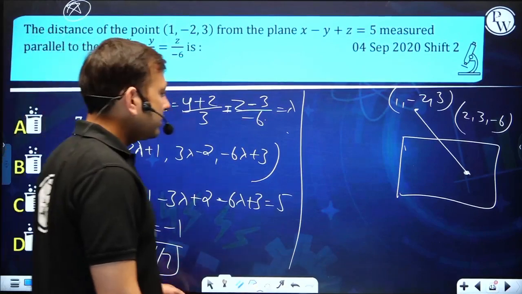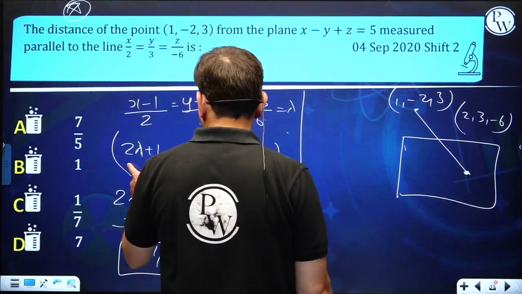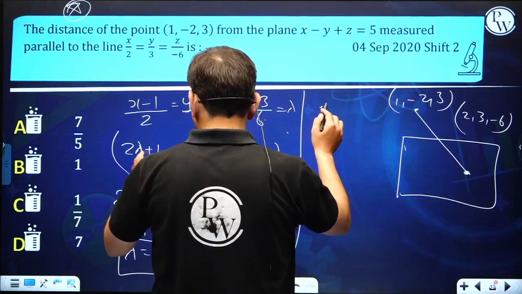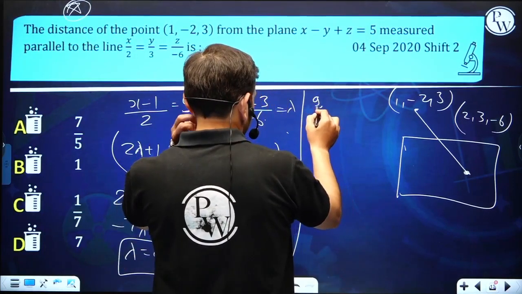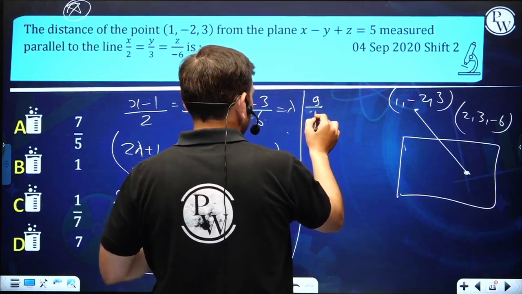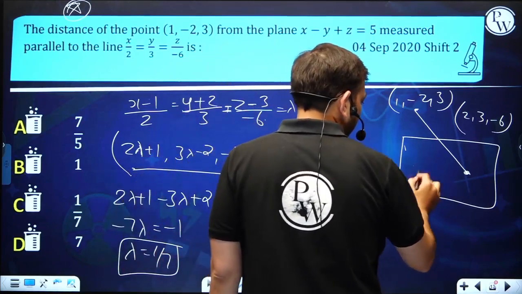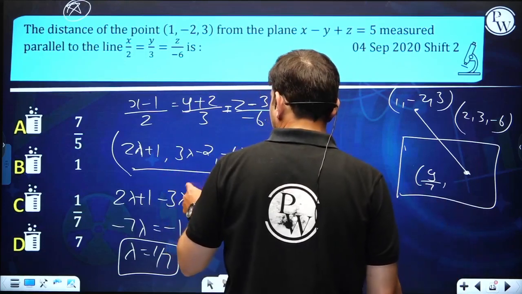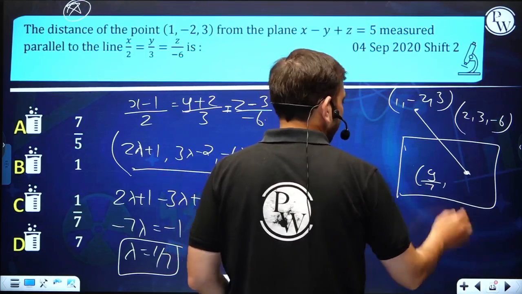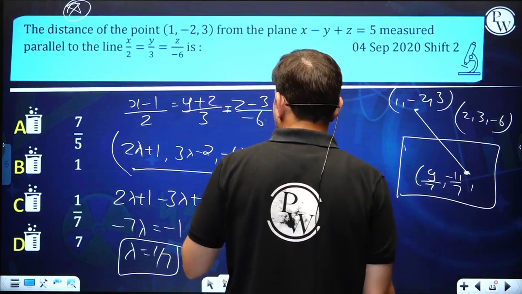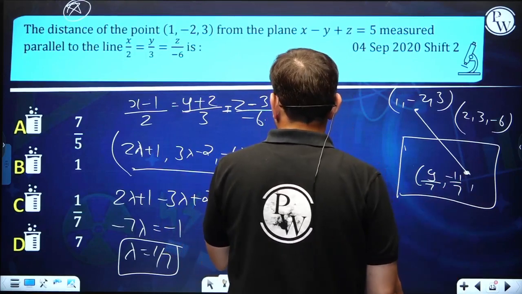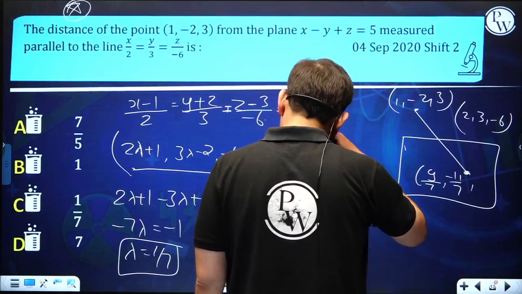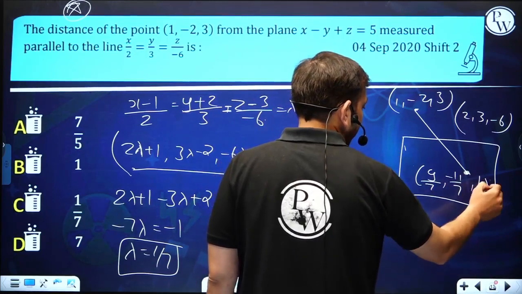Now put this 1 by 7, so that will be the point. The point will become 2 plus 1, 9 by 7. Then 3, 7 2s are 14, so minus 11 by 7, and minus 6, 7 3s are 21, 21 minus 6 is 15 by 7.